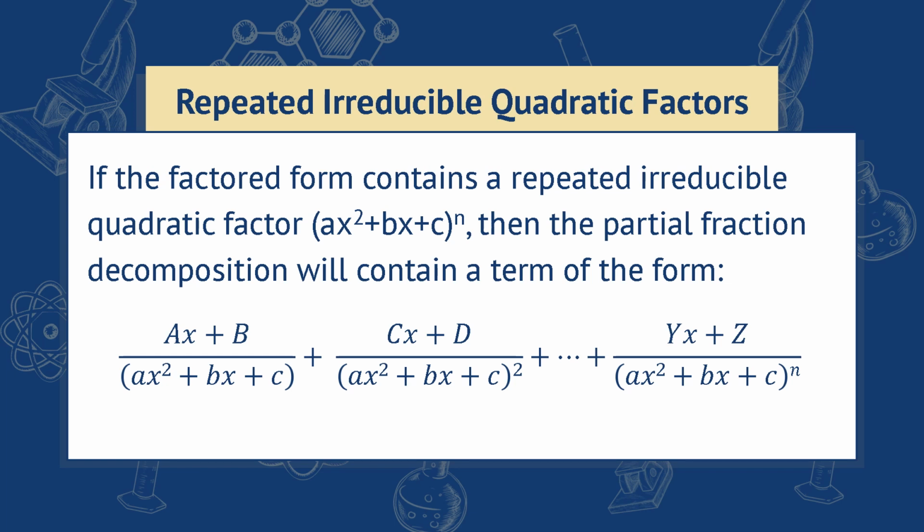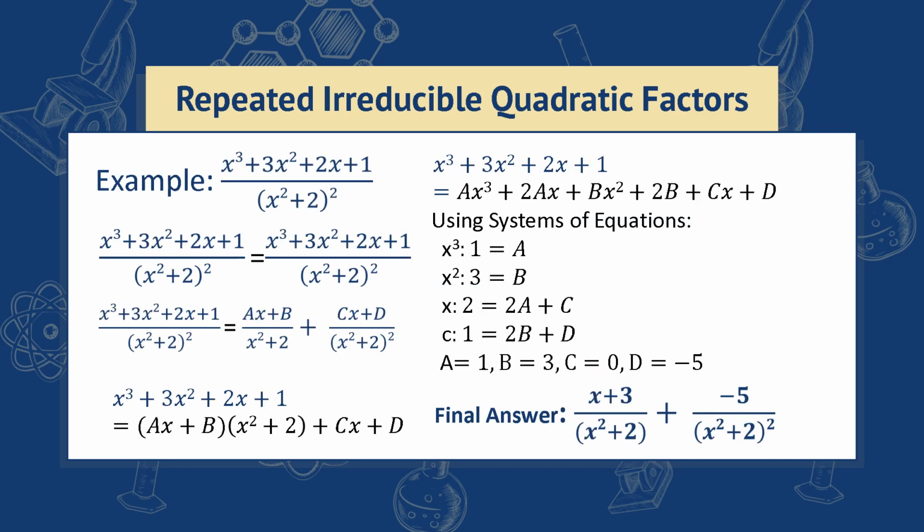So it is similar to case 2 where instead of repeated linear factors, we have repeated irreducible quadratic factors. So the number of quadratic factors we would have repeated is based on the power of n. So for an example of this, we have x cubed plus 3x squared plus 2x plus 1 divided by the quantity of x squared plus 2 squared.